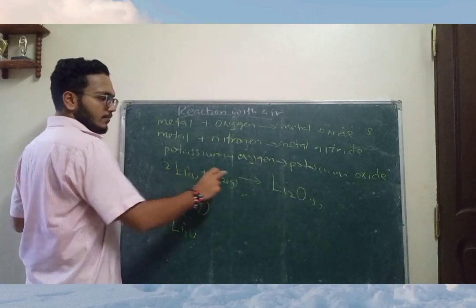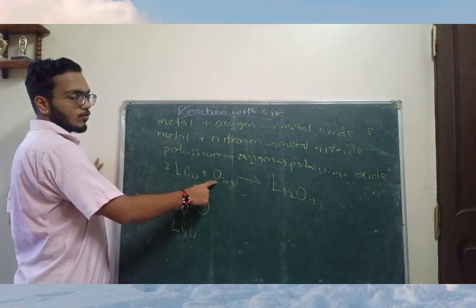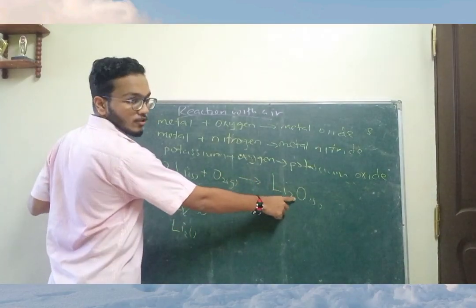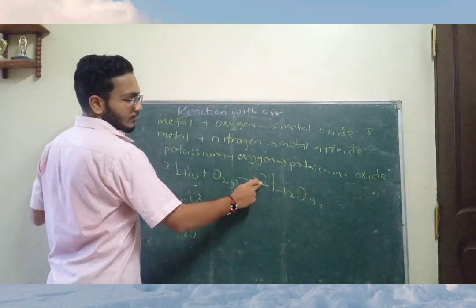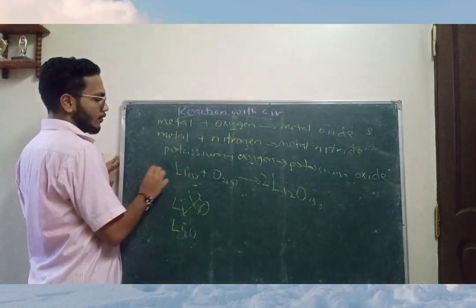Now we will learn balancing, but however we can balance. 2 atoms of lithium, 2 atoms of lithium. However, here there are 2 atoms of oxygen and there is 1 atom of oxygen. So 2 oxygen combined with 2, and however now these are 4 lithium. So you will put 4 here.